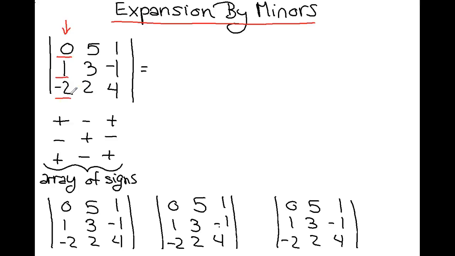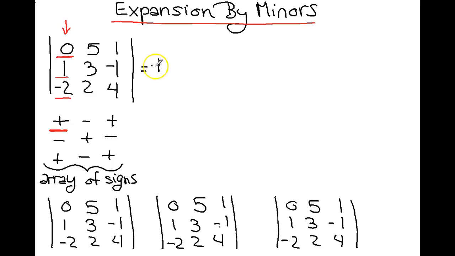So let's go ahead and see how we're going to use the array of signs and those minors to calculate this determinant. The very first thing we need to determine, starting with the very top number right here, this 0, is whether we're going to add or subtract that minor associated with 0. And we look at this array of signs and we say, alright, here is a plus sign in the same position that my 0 is in my matrix. So that tells me we're going to add this minor.